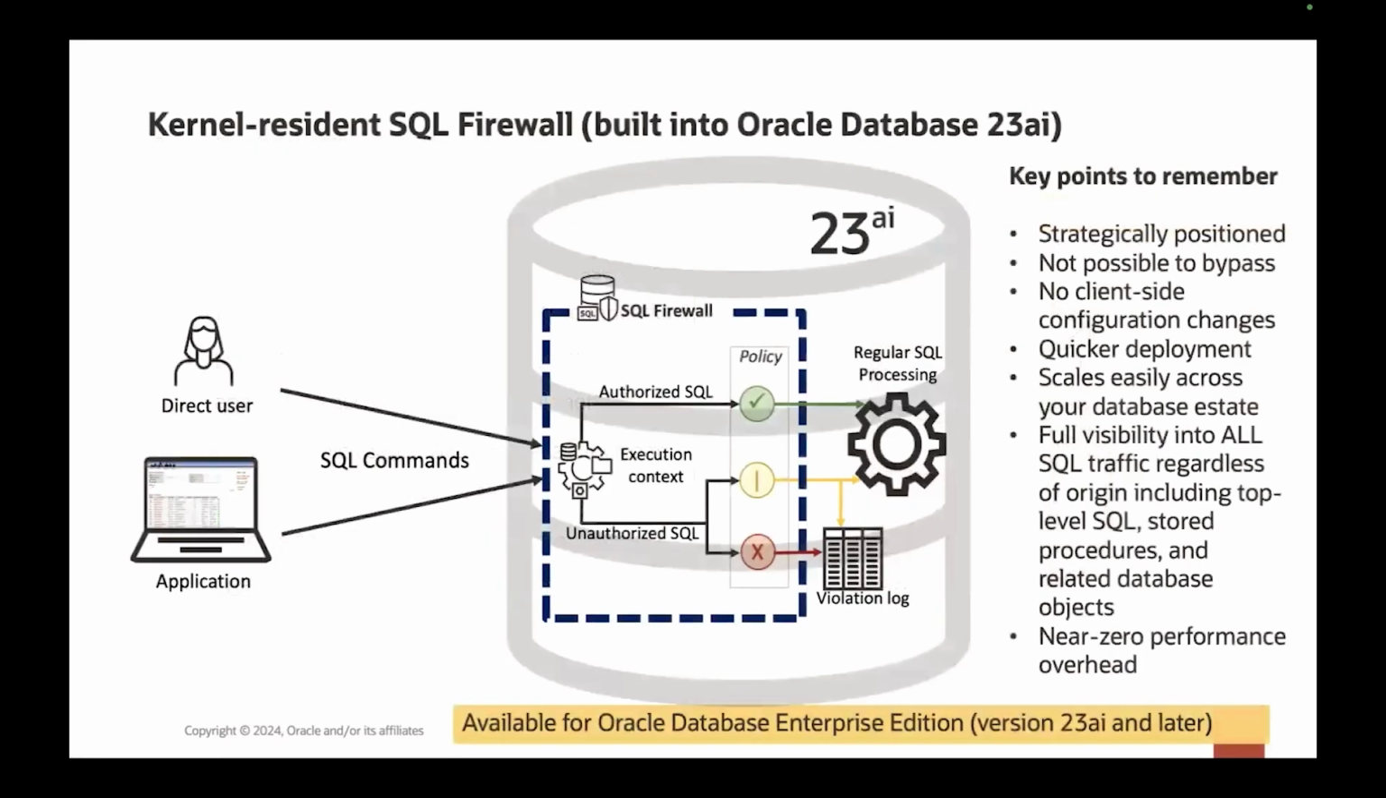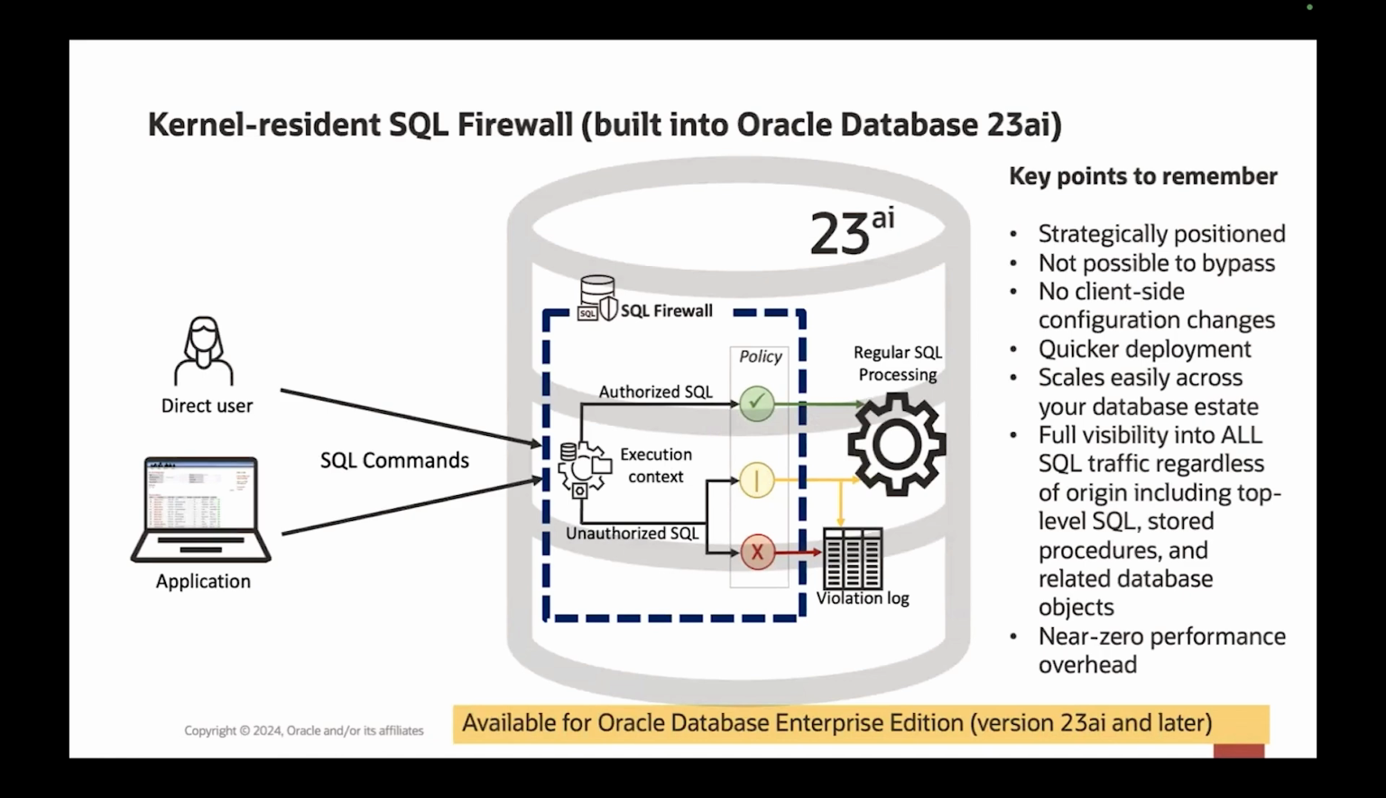Now, it is strategically positioned because it runs within the kernel. So it has visibility into all the traffic compared to a network firewall, which is outside the database. Since this one is running inside, if there is anything bequeath, or if there is any stored procedure execution, it has visibility into everything. So you don't have to worry about making changes to route everything into the network database firewall. This one is running inside the database.